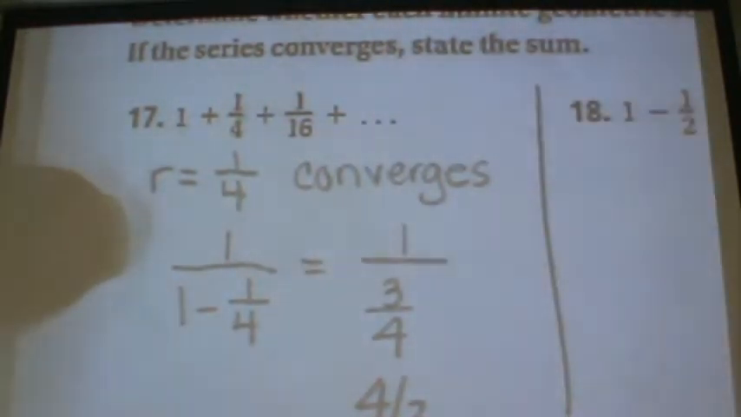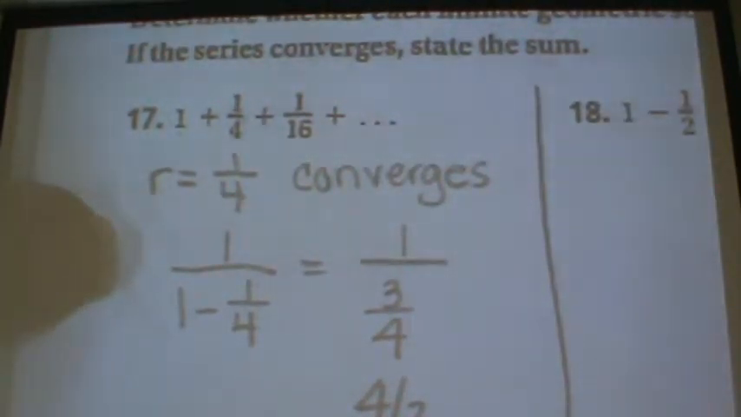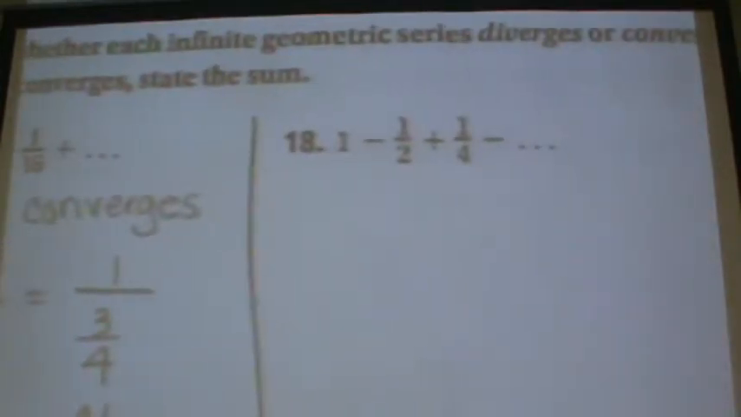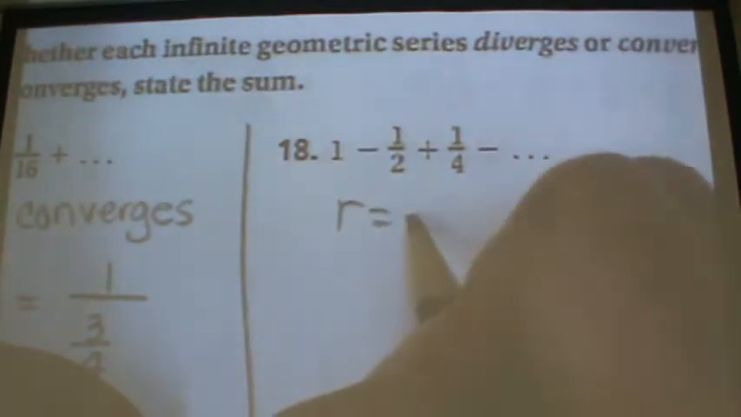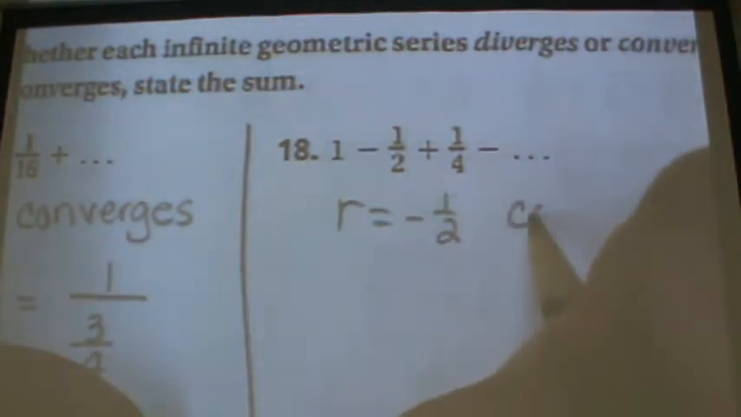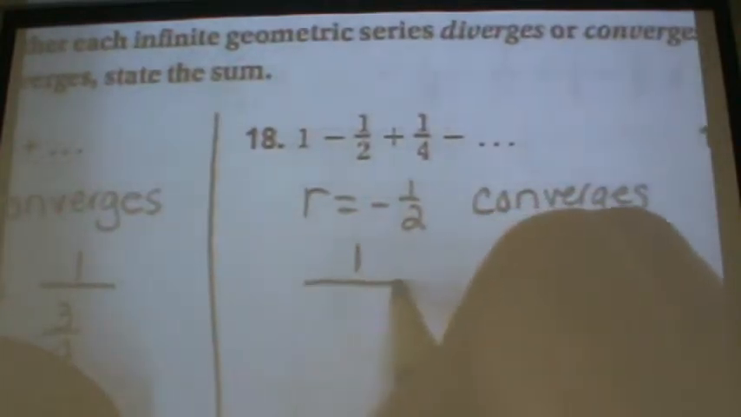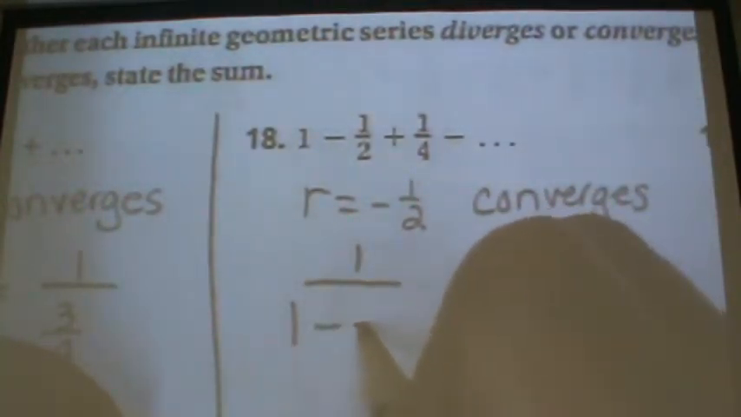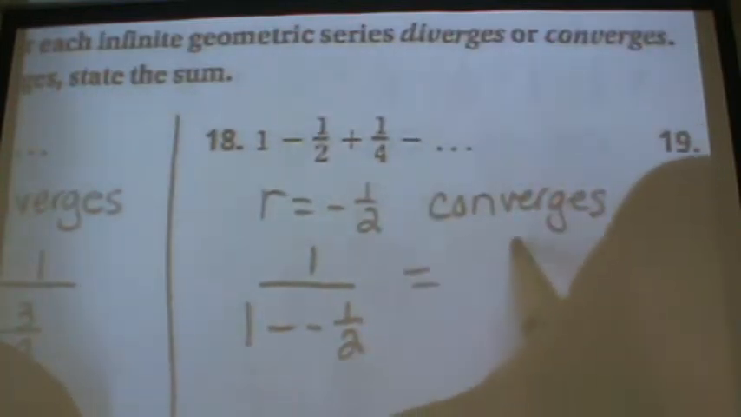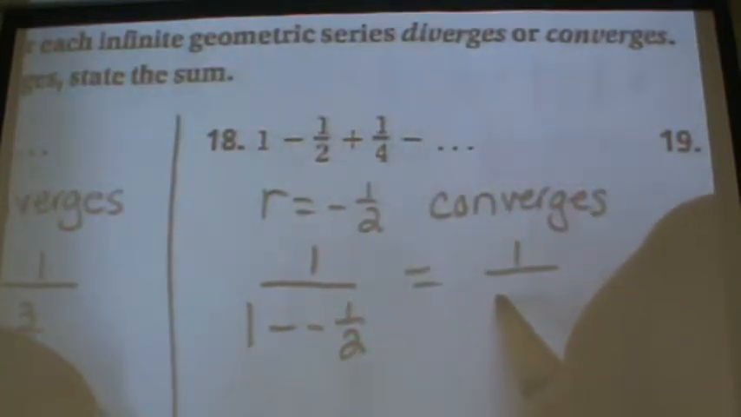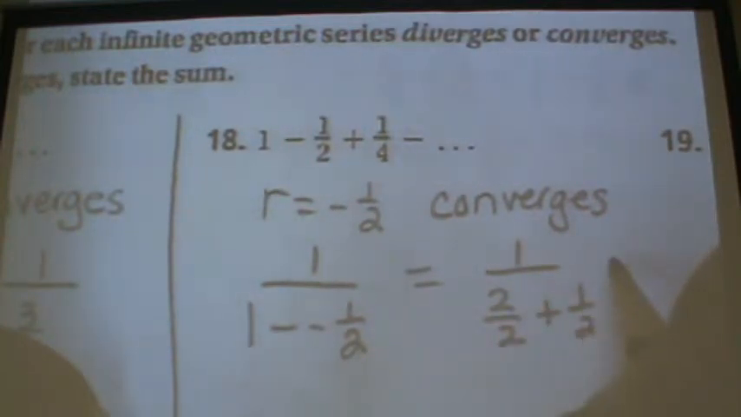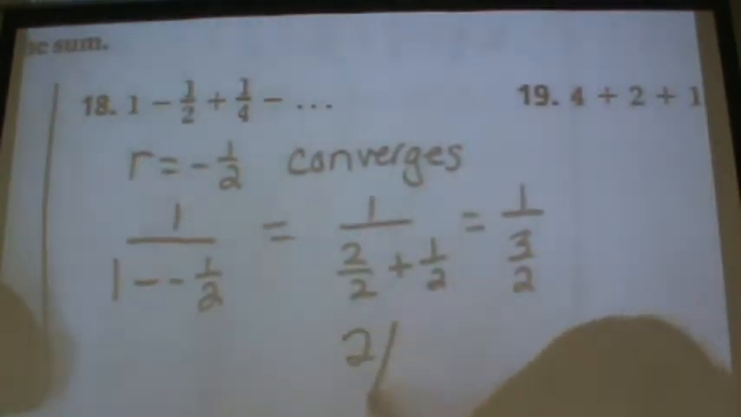Number 18. R is negative 1/2. So this one also converges. What's the first term? And then 1 minus negative 1/2, which is really 1 over 2/2 plus 1/2, is 1 over 3/2. What's your answer? 2/3, good.